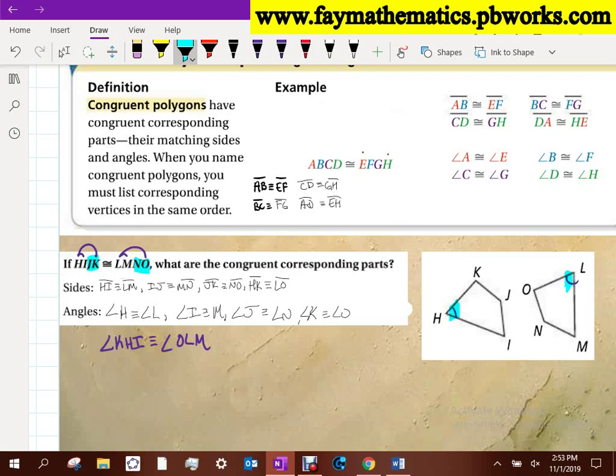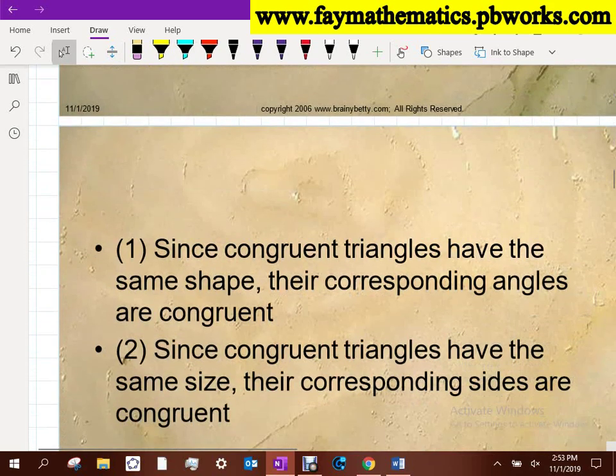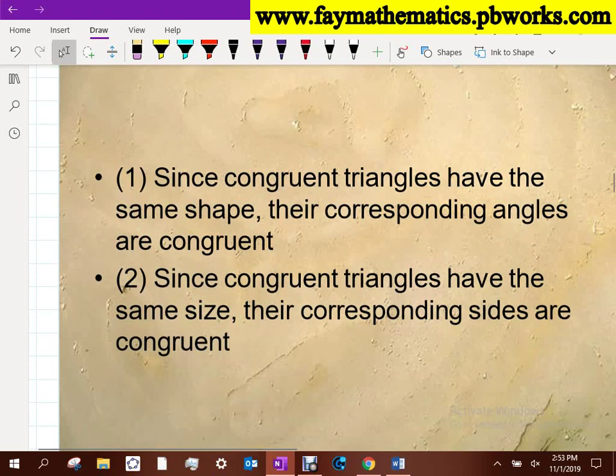Okay? But if I use the congruency statement that's provided, I'll never make a mistake with this stuff. You don't need to write this down, but when we're talking about making shapes congruent, there's two things that have to take place. You have to have the same shape, and you have to have the same size, right?